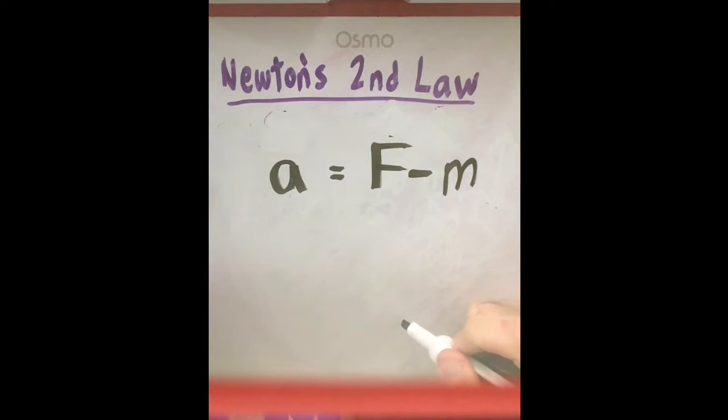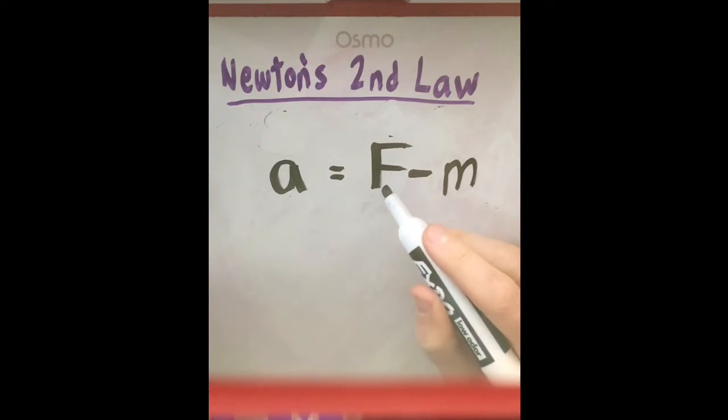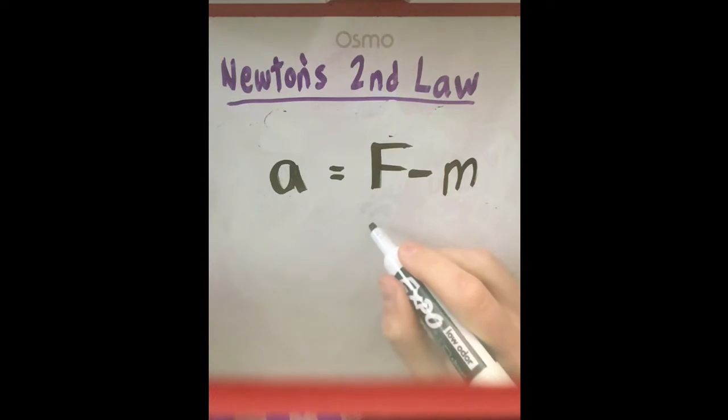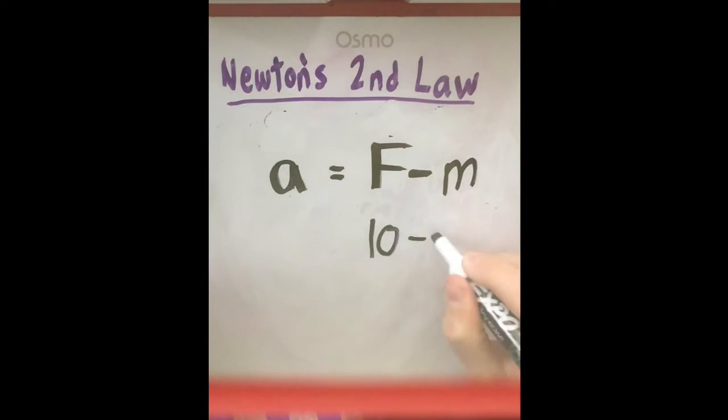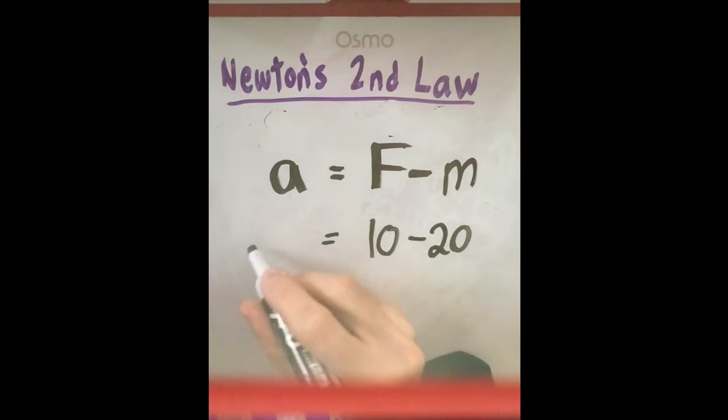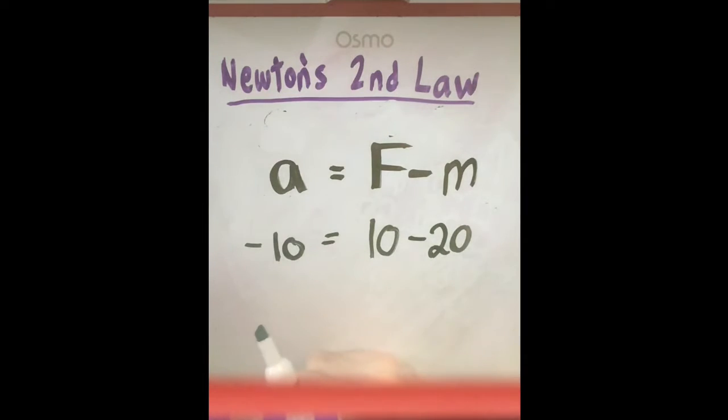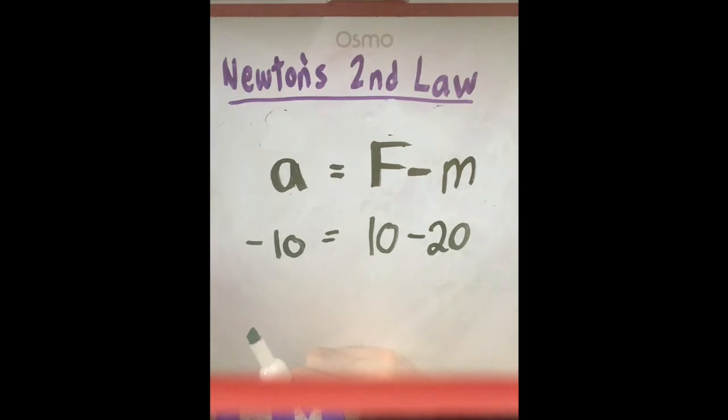But this won't work for two reasons. First, if the mass is bigger than the force, then the acceleration will be a negative number. Like if this was 10 and this was 20, the acceleration would be negative 10. That means the object would decelerate. We never observed that in the simulation that we used. The object always accelerated.